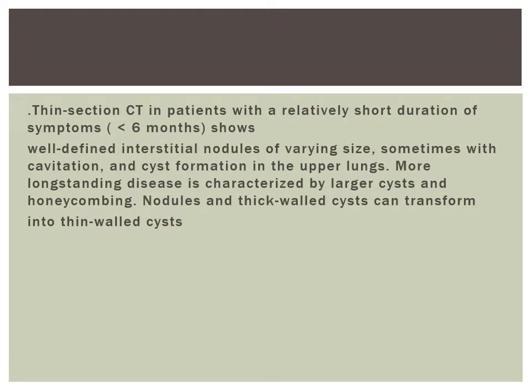Thin section CT in a patient with a relatively short duration of symptoms, less than 6 months, shows well-defined interstitial nodules of varying size, sometimes with cavitation and cyst formation in the upper lungs. More long-standing disease is characterized by large cysts and honeycombing. Nodules and thick-walled cysts can transform into thin-walled cysts.